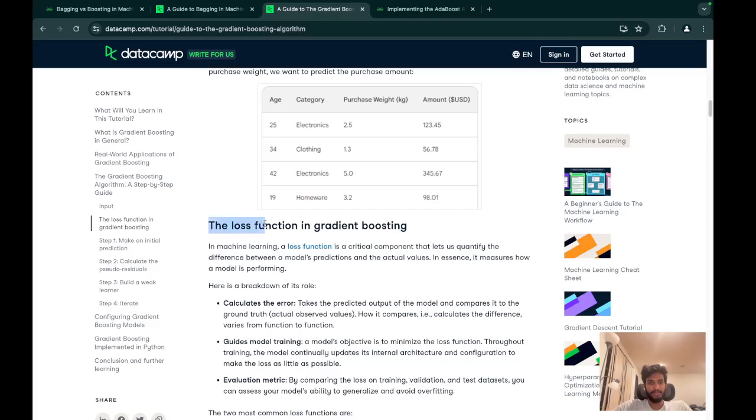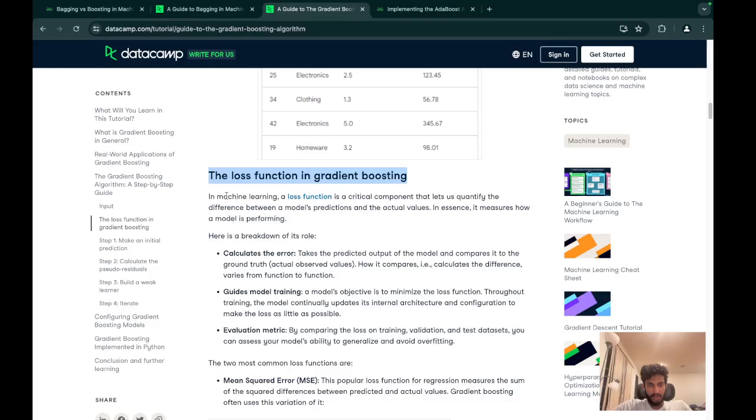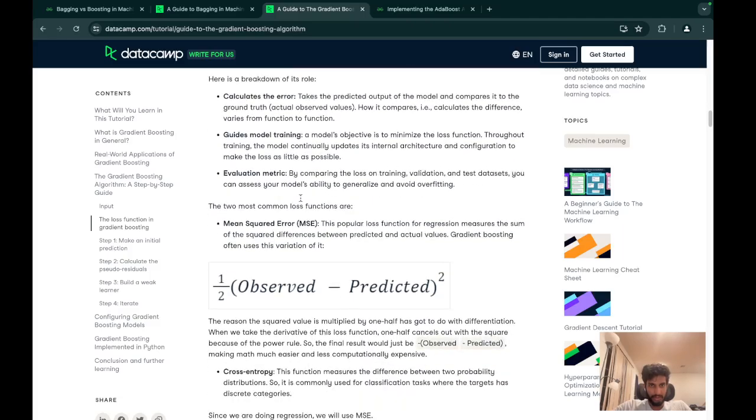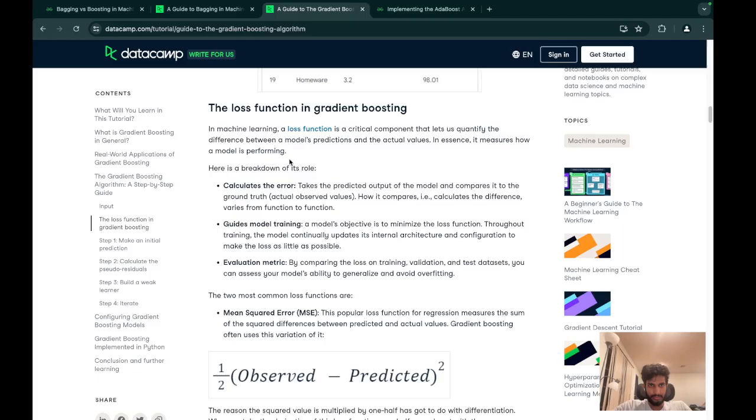The loss function and gradient boosting. In machine learning, a loss function is a critical component that lets us quantify the difference between a model's predictions and the actual values. In a sense, it measures how a model is performing. Here is a breakdown of its role. It calculates the error: it takes the predicted output of the model and compares it to the ground truth, right? It guides model training.